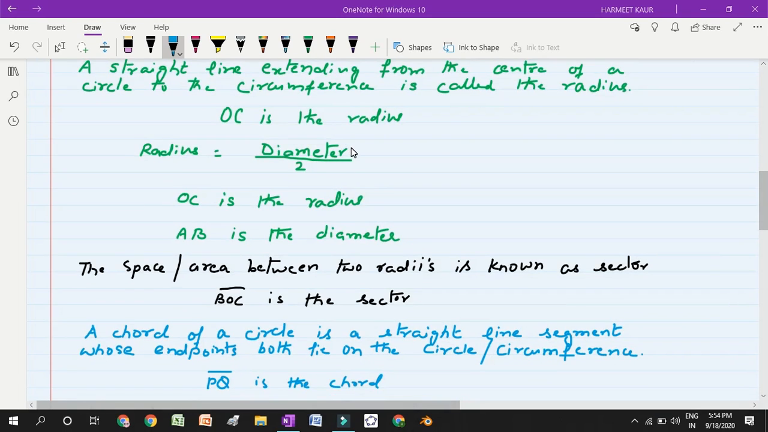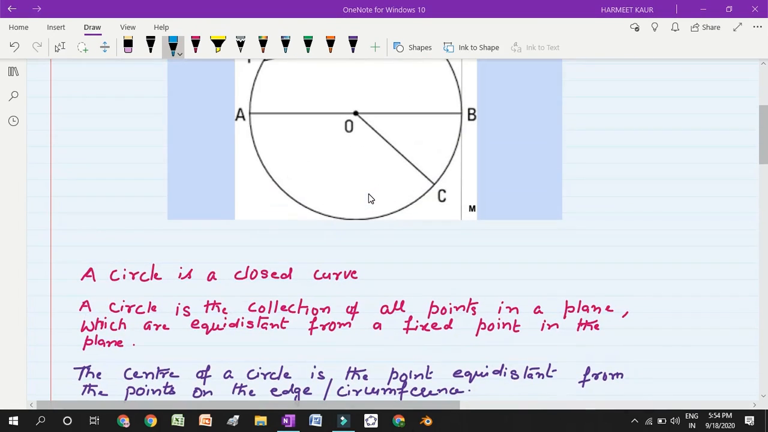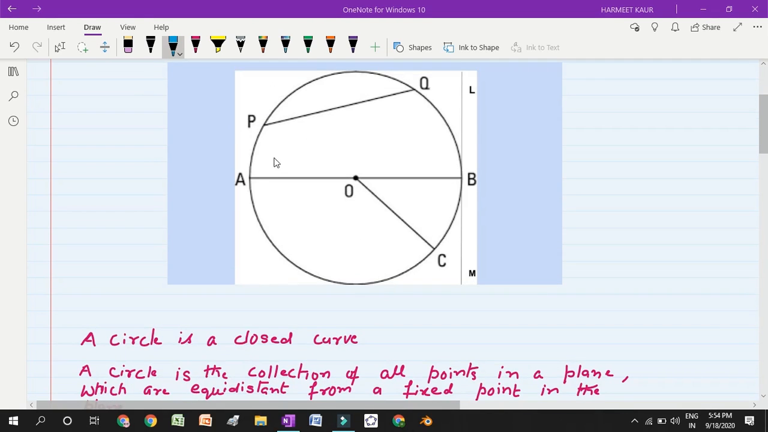The space or the area between the two radii is known as the sector. So here the space in between these two radii is called the sector. This is also a sector. OA is the radius and OC is the radius. And if we see this whole, it is also a sector because OA is the radius and OB is the radius. So this space from the arc till the radius, that space is known as a sector.